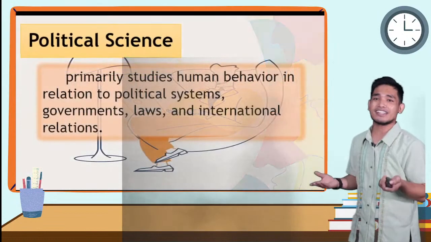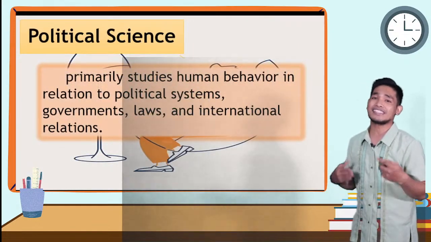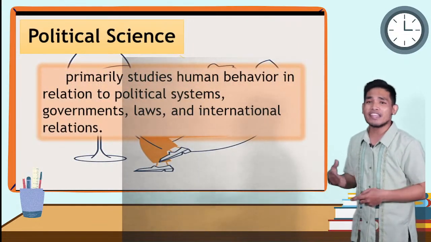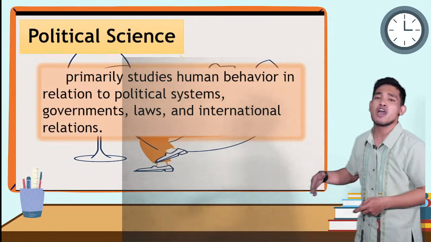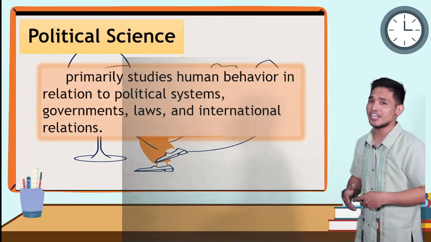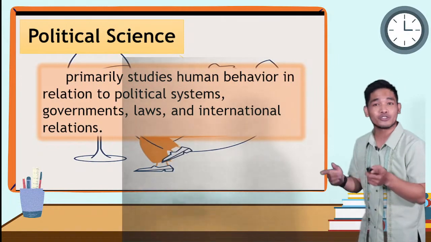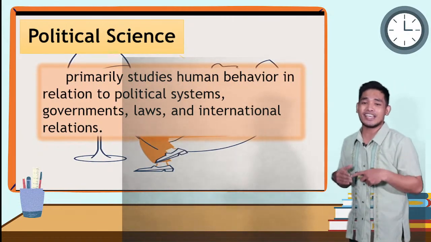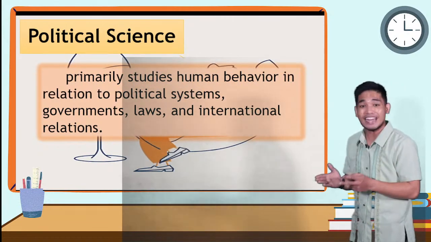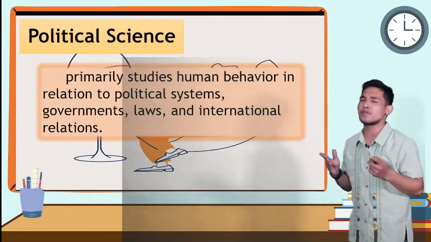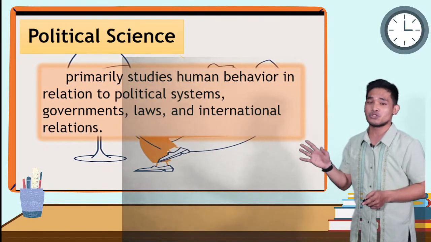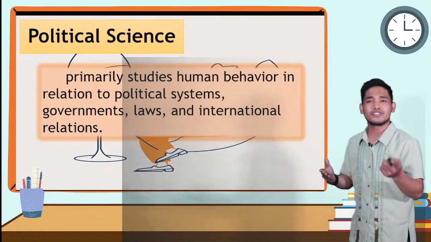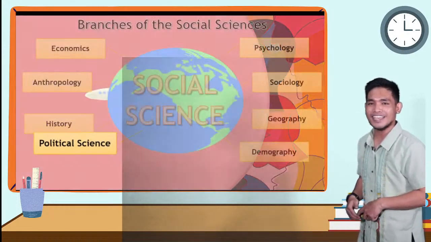So political science primarily studies human behavior in relation to political systems, governments, laws, and international relations. This is also a part of social science that is concerned with the description and analysis of political, and especially government, institutions and processes. So that is all about political science.